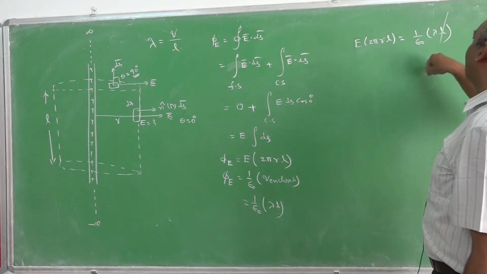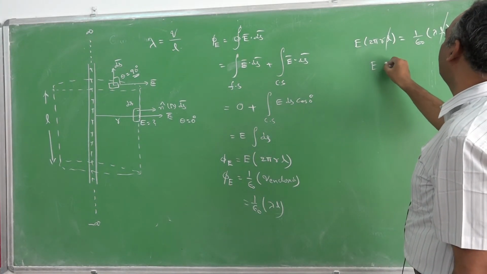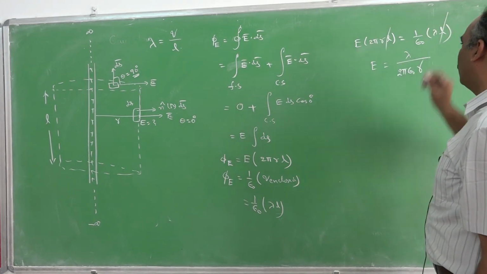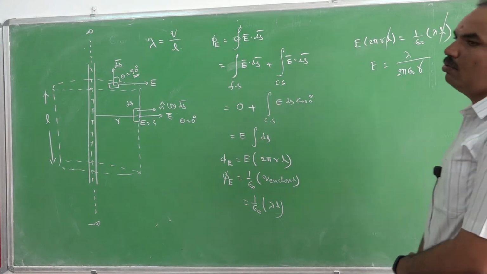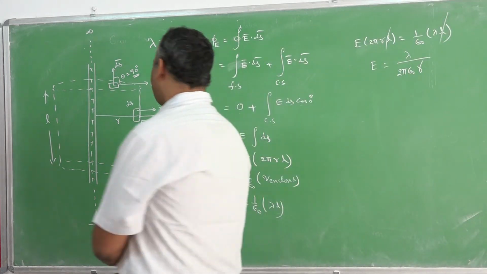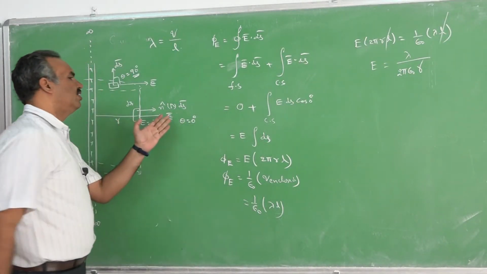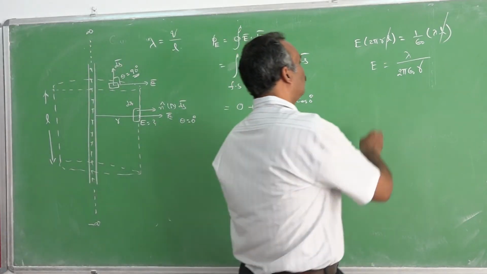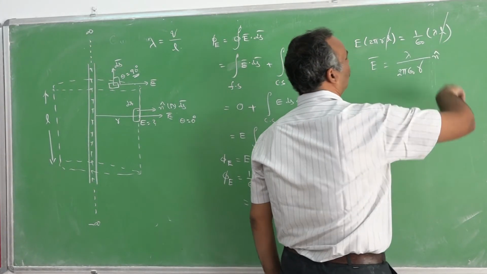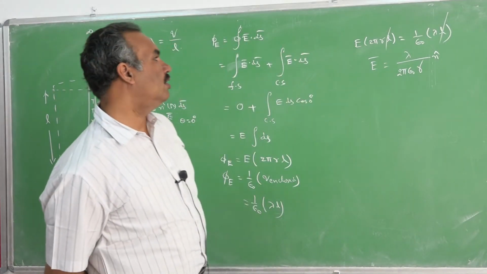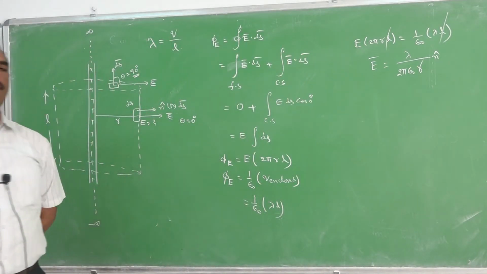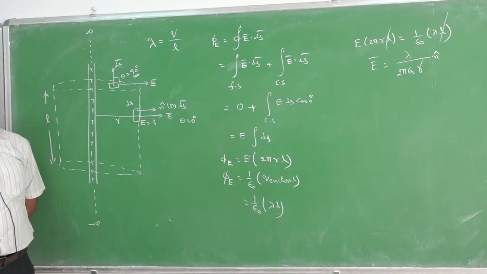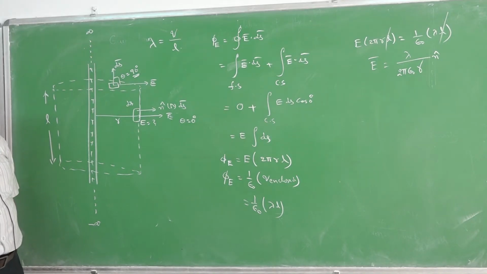Now, L gets cancelled, E is equal to lambda by 2 pi epsilon naught r. If you want direction, you can take a unit vector in this direction, no problem. The unit vector in this direction is n cap. So, if you want E bar, you should take n cap. This is the way of calculating electric field due to infinite line of charge.